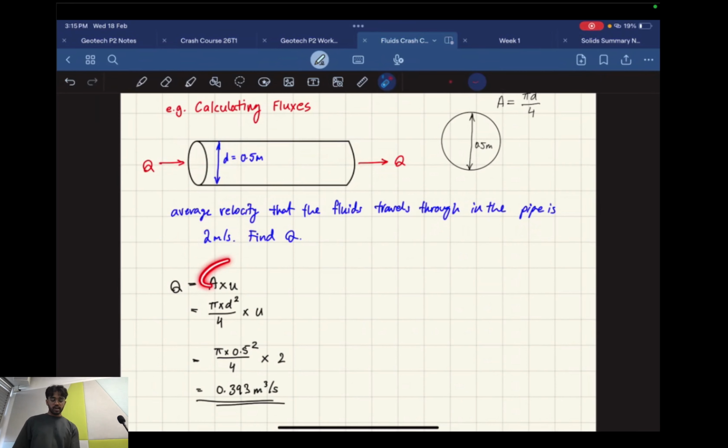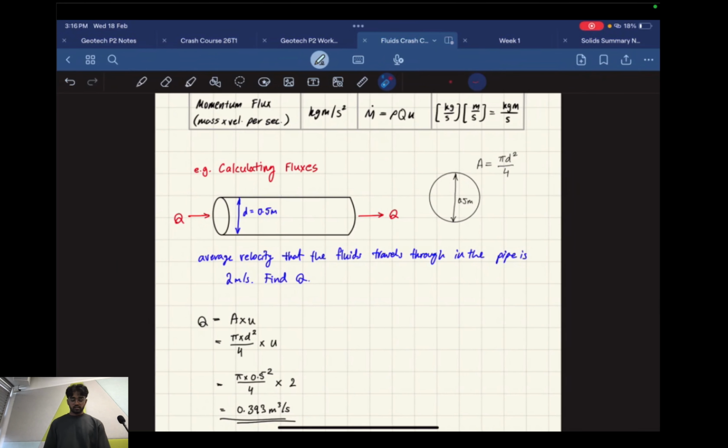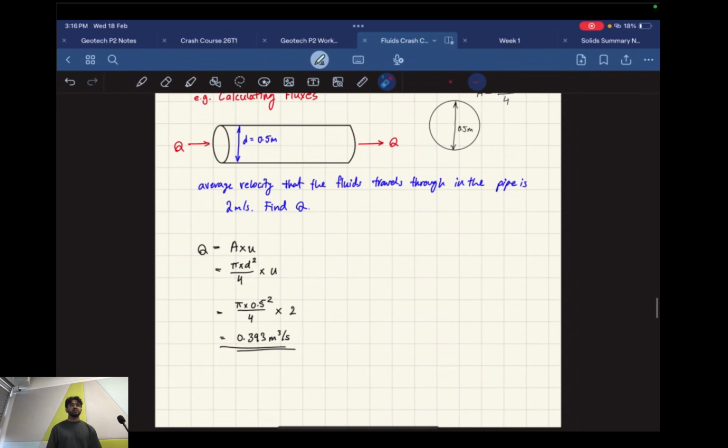It's going to be given by A times U, A being the cross-sectional area of that opening, so pretty much this area here. The area of an opening, which for a circle is pi r squared or pi d squared on 4, times that by velocity and you get your answer. Pretty easy. Any questions about that? That's pretty much all of continuity, really.